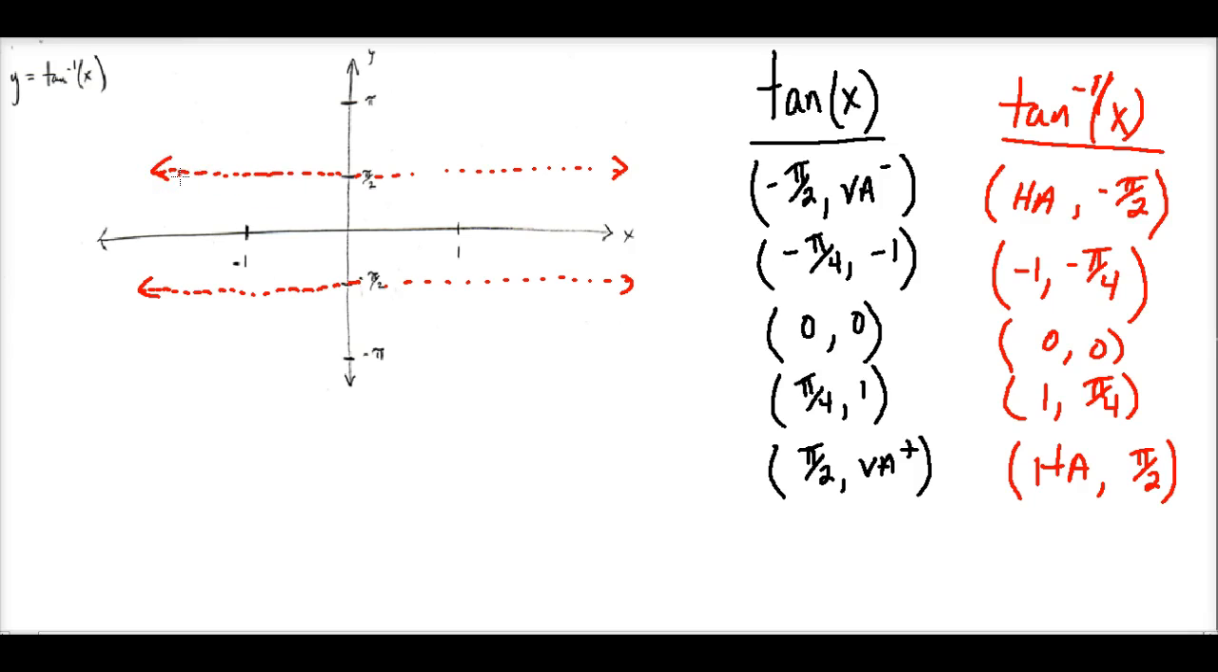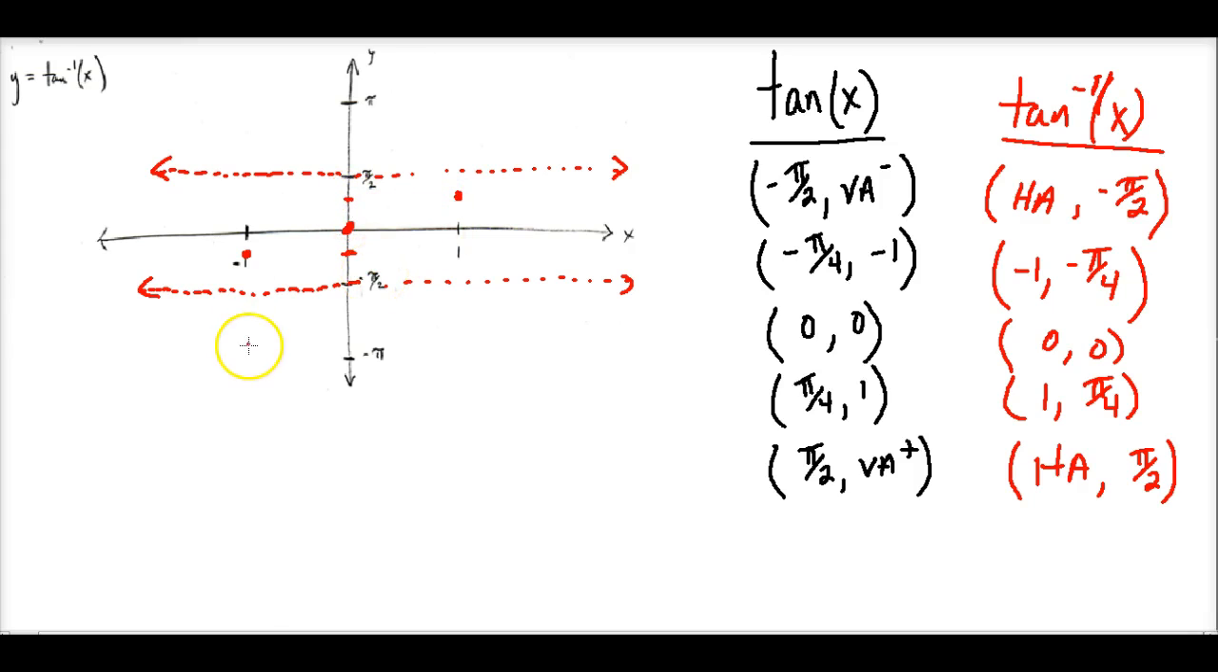Okay, so now that we have that, we'll go ahead and plot our other 3 points. And so we see here at -1, we have negative pi over 4. So negative pi over 4 is about halfway in between. So that point would be about right here. We have the point 0, 0, and then we have the point 1, pi over 4. So that would be about right here if pi was there.